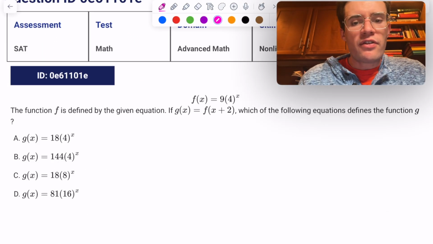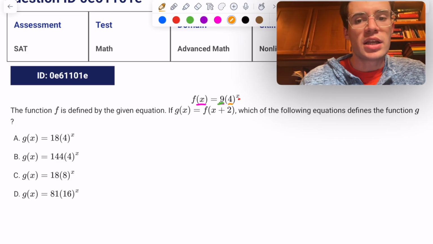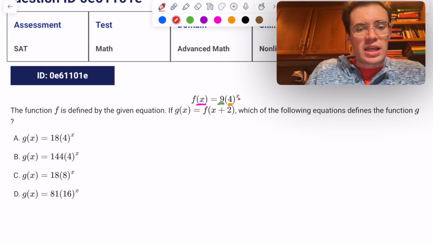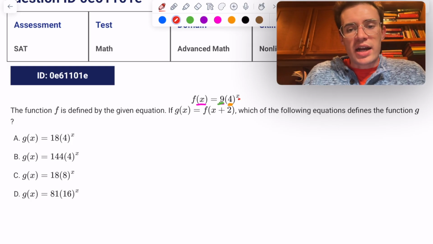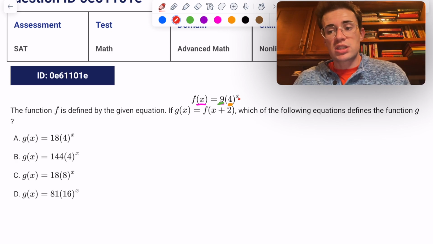All right, we have f of x equals 9 times 4 to the x power. So this is an exponential function. Our principal value is 9. Our growth factor is 4. And x is just the exponent. Okay. So the function f is defined by the given equation. If g of x equals f of x plus 2, which of the following equations defines the function g?